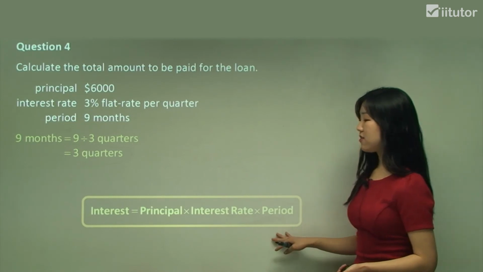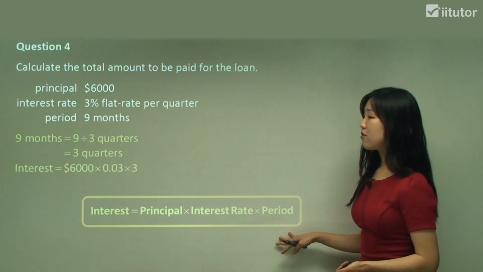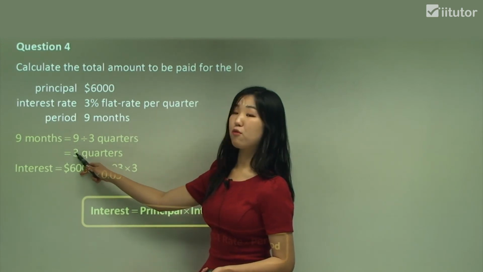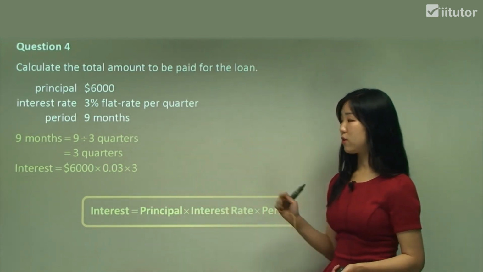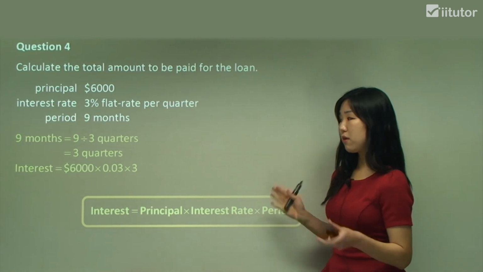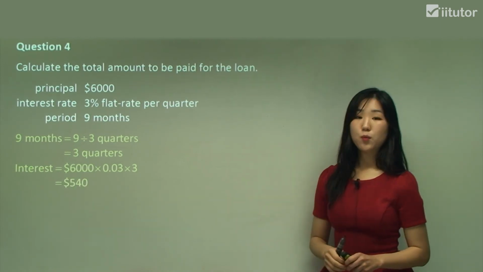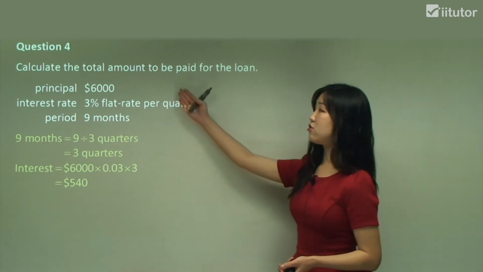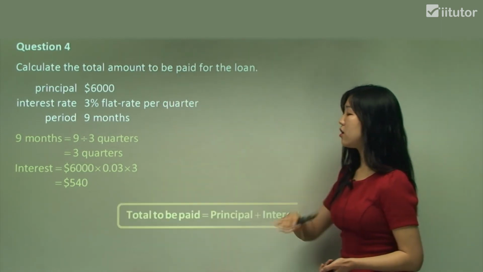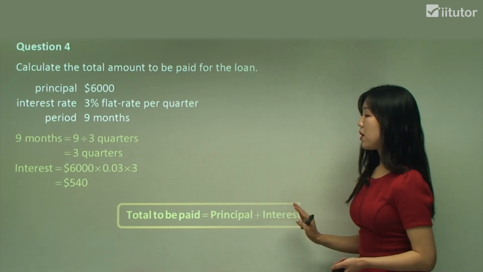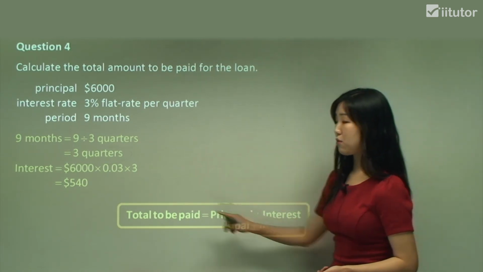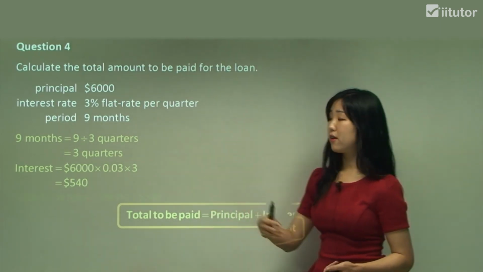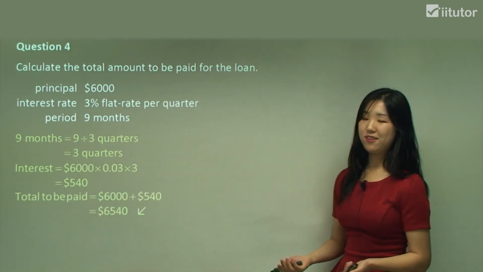So let's find the interest now using our interest formula. Interest is principal times the rate times the number of periods, which is 3, because we want the quarterly rate and the quarterly period. So calculate it, we get 540. And now finally we have to find the total amount to be paid for the loan, which is going to be this formula here. We add our interest that we've just calculated on top of the principal value that we borrow. So add it together and that's what you should have.